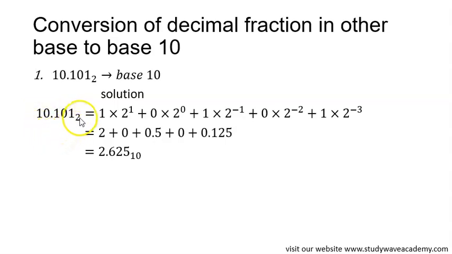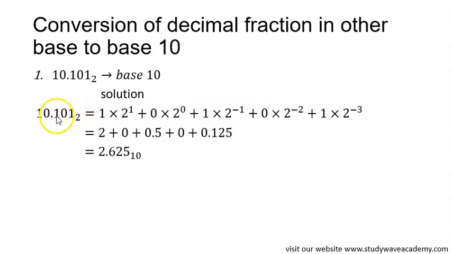So 1 times 2, which is the base, raised to power 1, which you have here. Okay, 1 times 2 raised to power 1, plus the next digit, which is 0. 0 times the base raised to the power, which is 0. So 0 times 2 raised to power 0. Okay, so we are done with the whole number part, right?